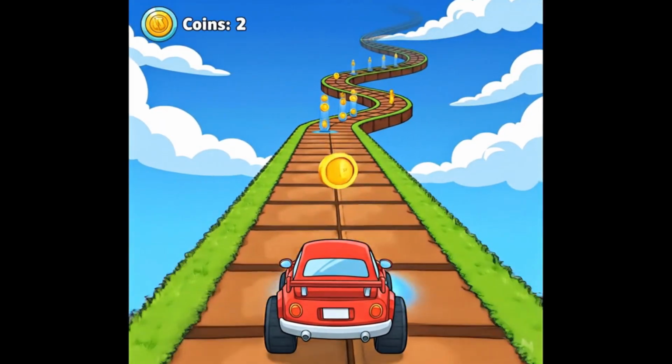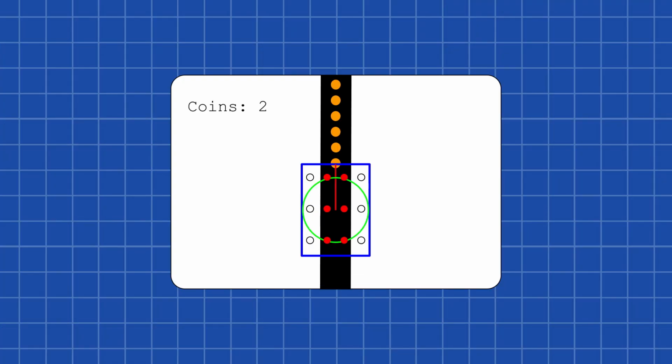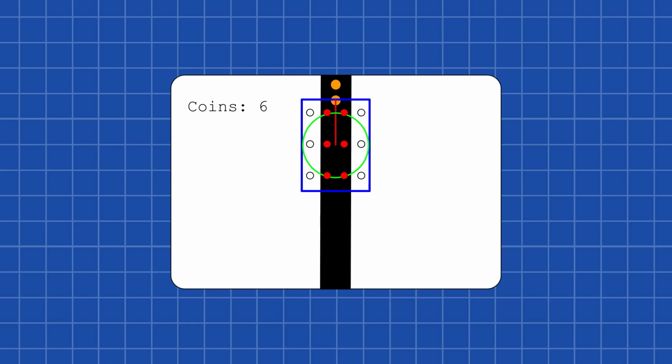When the green hitbox hits the coins sequentially, we reward it. Because the coins are scattered only on the road, the robot learns that when it sticks to the road and moves fast, it gets more rewards.